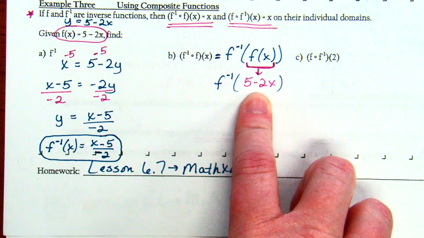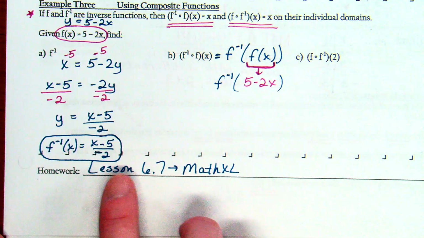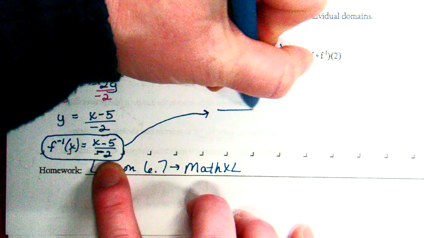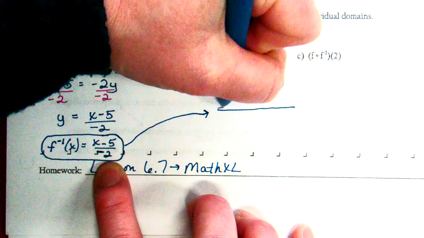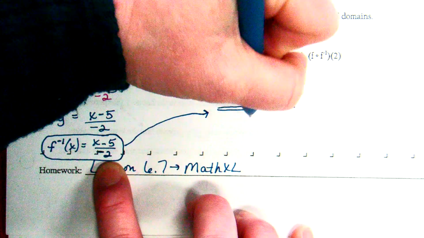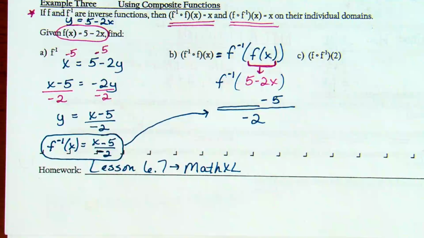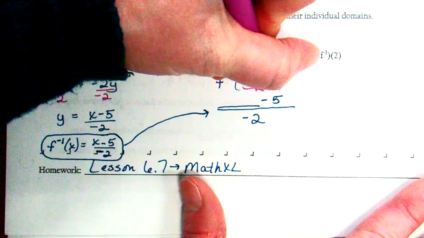So, what is f inverse? According to my previous problem, f inverse is something minus 5 divided by negative 2. Are you okay with that idea? f inverse is whatever x is, subtract 5, divide by negative 2. What am I putting in for x? 5 minus 2x.